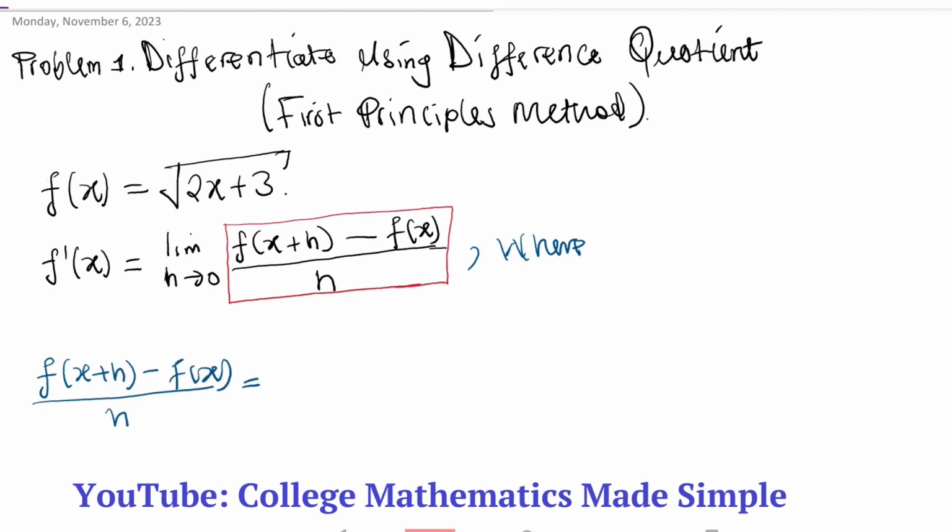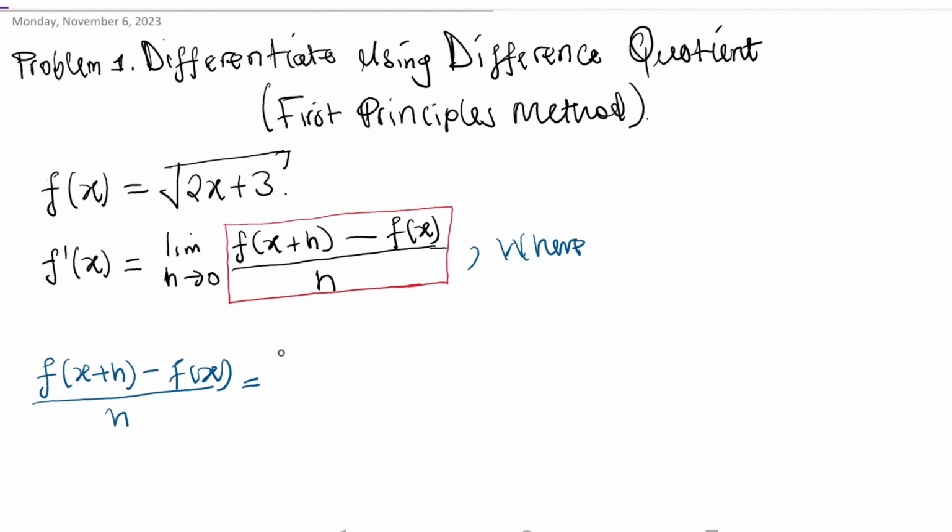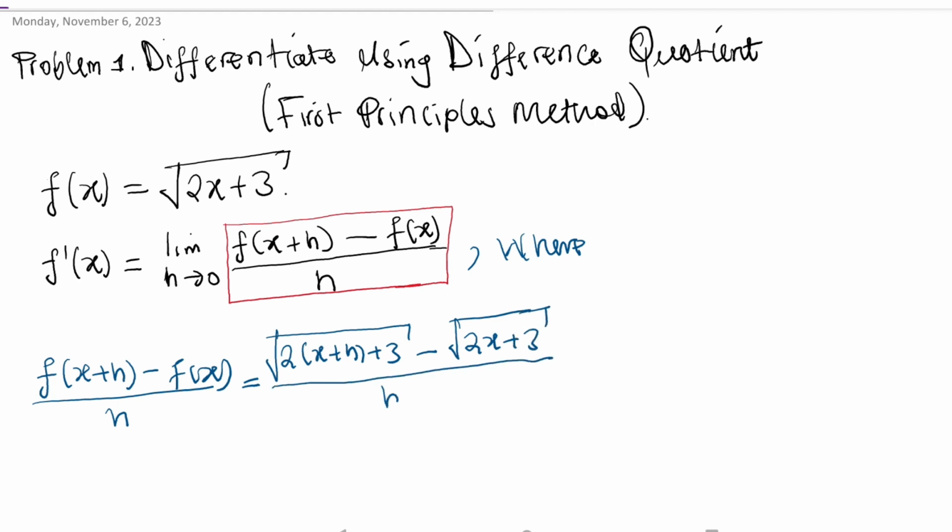Where there is x, we put x plus h. So we have the square root of 2 times x plus h, plus 3, minus the function f of x, everything over h. Now observe that the limit here, h goes to 0. But when h goes to 0 here, we have some number divided by 0, which is undefined.